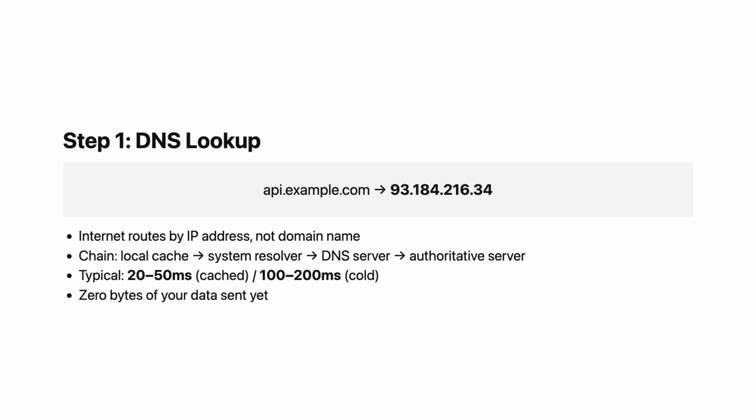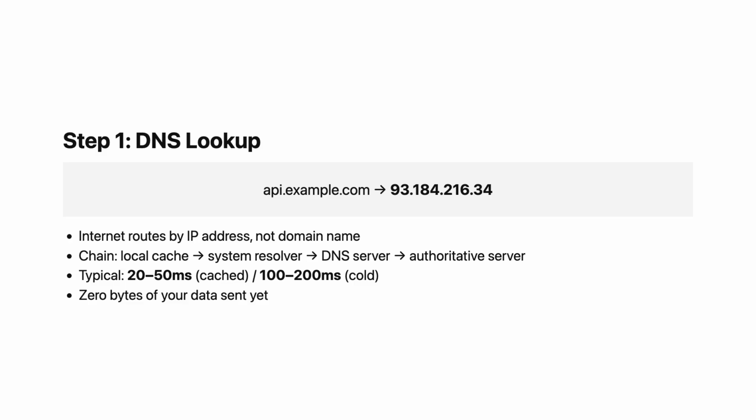First, your phone checks its local DNS cache. Has it looked up this domain recently? If not, it asks the system resolver, which might ask your carrier's DNS server, which might ask a root name server, which directs it to the authoritative server for that domain. Eventually, an IP address comes back.